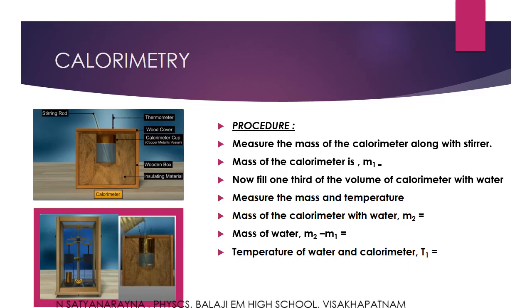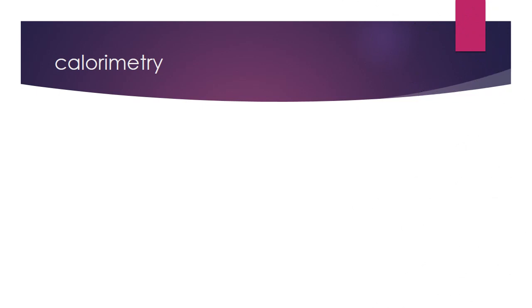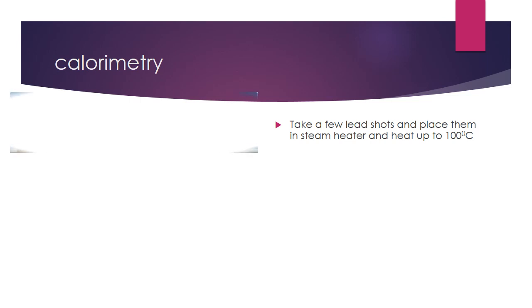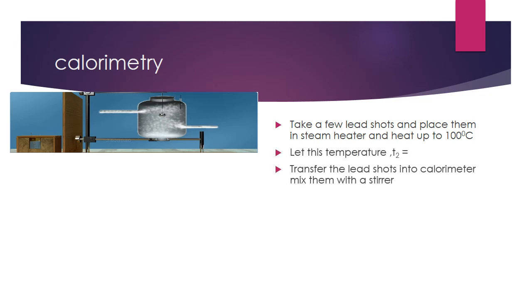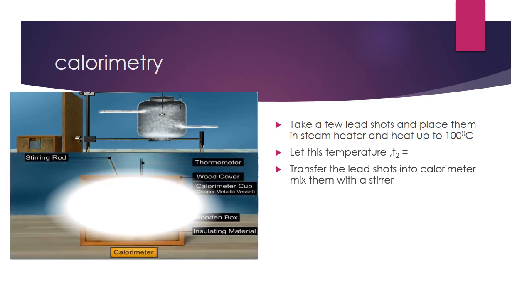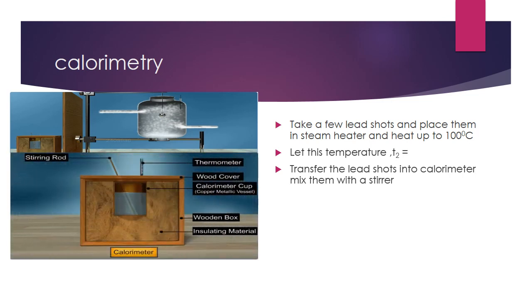After noting down the readings, take the lead marbles. Take a few lead shots and place them in the steam heater. Then heat up to 100 degrees centigrade in the steam heater, and let this temperature of the lead shots be T2 degrees centigrade. Now transfer very quickly the lead shots into the calorimeter, then mix with the stirrer for some time.